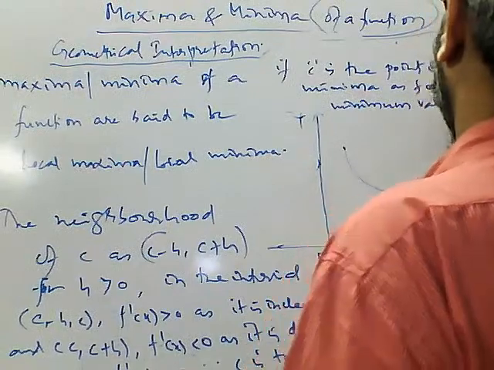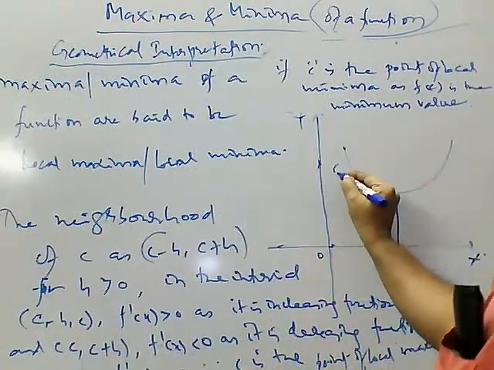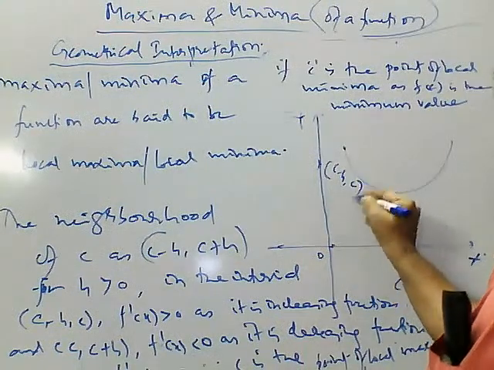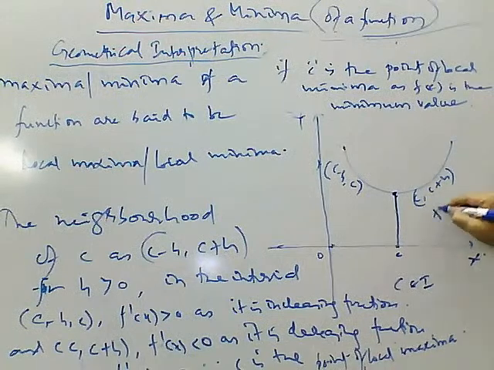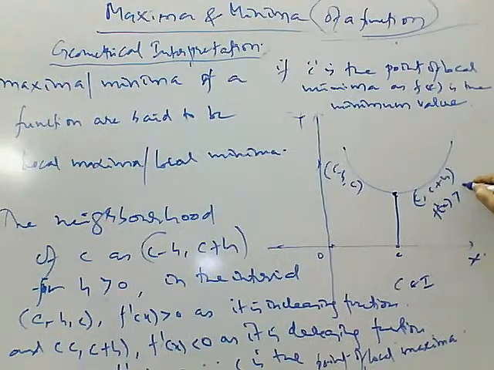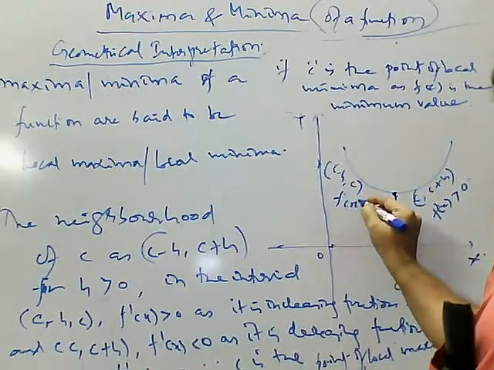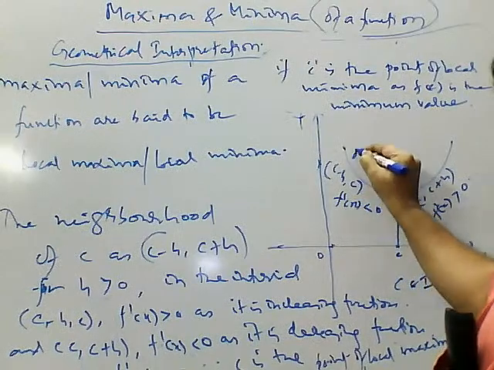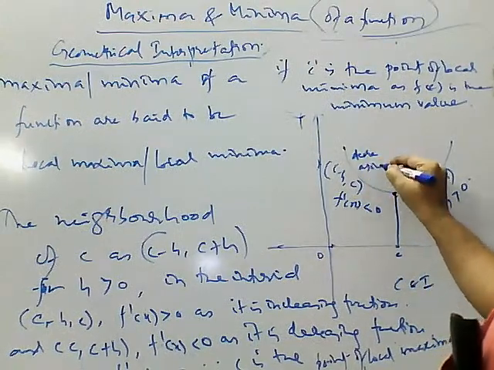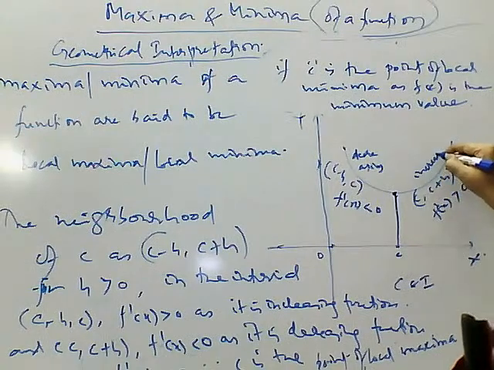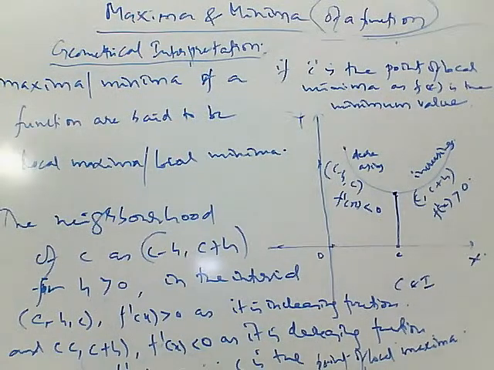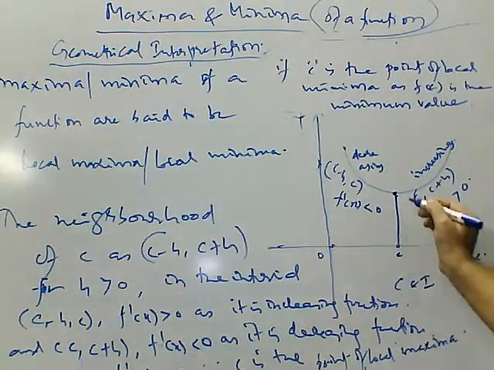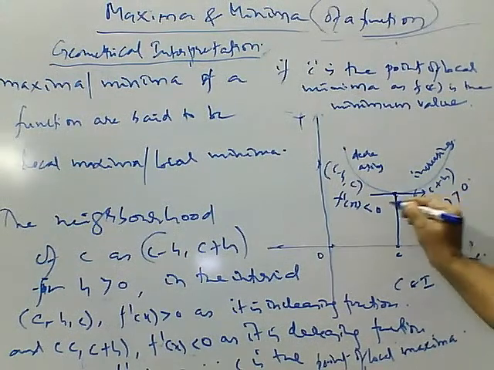Okay. Now see here, this is the C minus h to C interval neighborhood. This is C to C plus h. Then what happens? This is an increasing function, so f dash x is greater than 0. Here f dash x is less than 0. This part is decreasing and this part is increasing. And here f dash is equal to 0. Tangent.